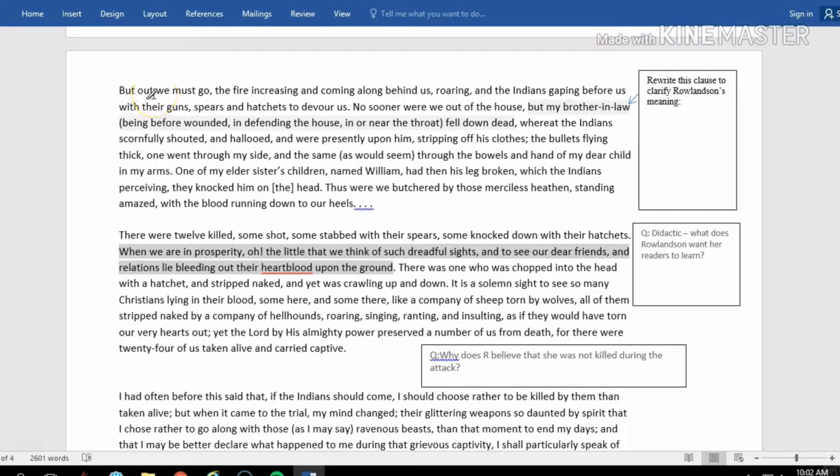Now this is a pretty powerful paragraph of what's going on. What we're asking you to do here is to rewrite this clause to clarify Rowlandson's meaning: "But my brother-in-law in the beginning before wounded." What is highlighted in yellow is what we're asking you to work on.